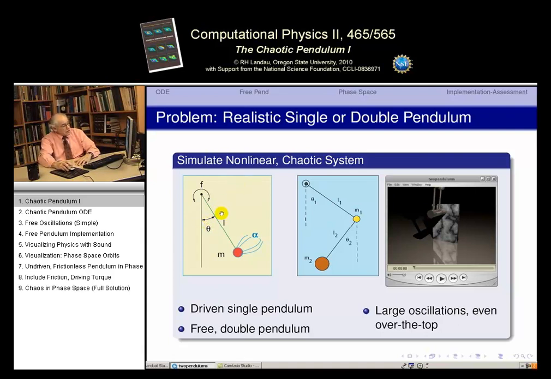And theta, which grows this way, you see, theta can be greater than 2 pi, or greater than pi. Theta equal to plus pi means it goes over the top. So over the top motion is allowed. 2 pi means it goes around completely in the counterclockwise direction, and minus 2 pi would be the clockwise direction. So we can have oscillations of 2, 4, 6 pi, or negative 2, 4, 6 pi, depending on how many times it goes around the top. So that's the driven single pendulum. It's driven with a force. It has friction. Solve that problem.